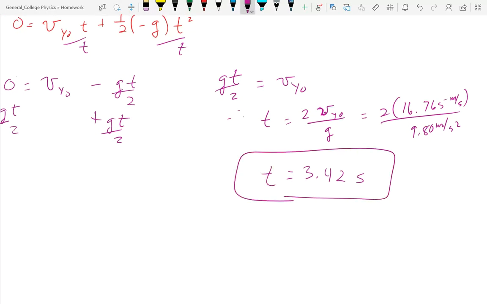Now, what if you didn't like that result and you wanted to check it? You can always go back to your problem and check with your numbers. Instead, I'm going to solve it a different way, because we know that in the absence of air resistance, when something's flying through the air, the motion up is symmetrical with the motion down. So at the same elevation, you have the same speed. It's just the vertical direction is opposite.